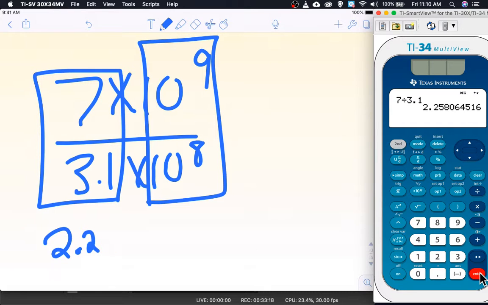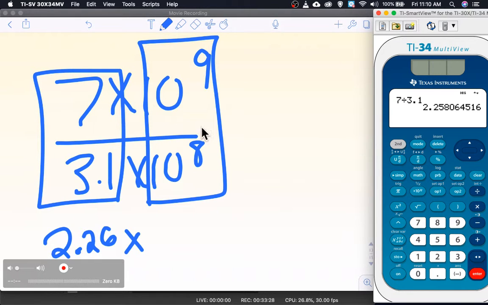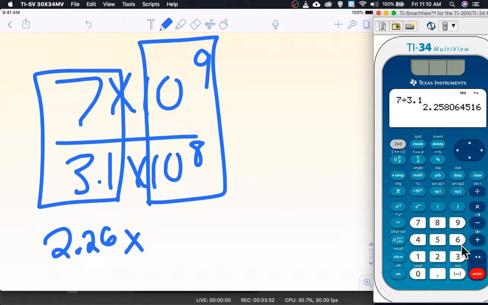Let's round that up. 2.26. I'm looking at my calculator. I would make this, the 8 would round the 5 up. Times by, and when I divide my powers of 10, when you divide powers, you either cancel or subtract, and I'm going to get 10 to the top minus bottom, which is 10 to the 1st power.